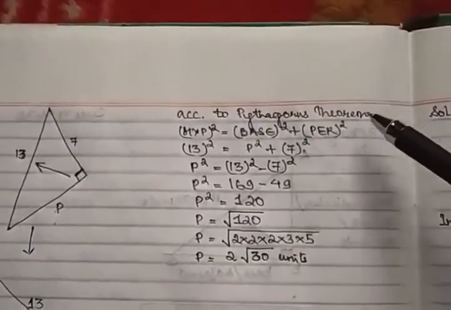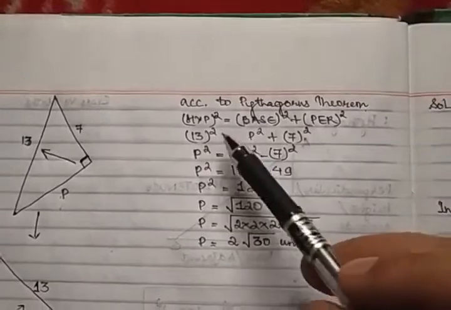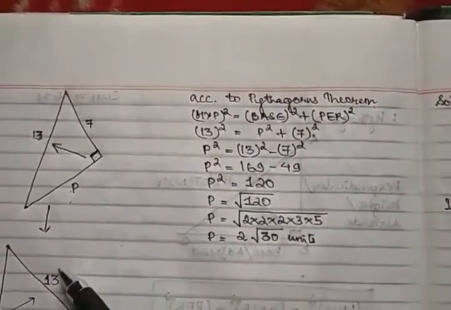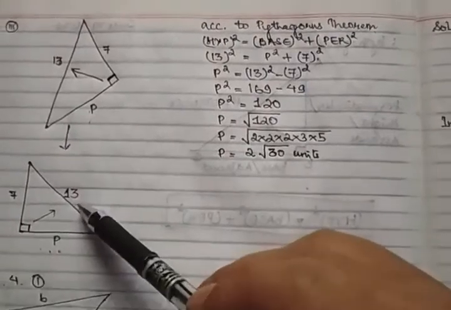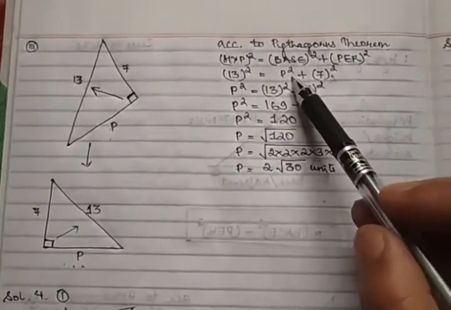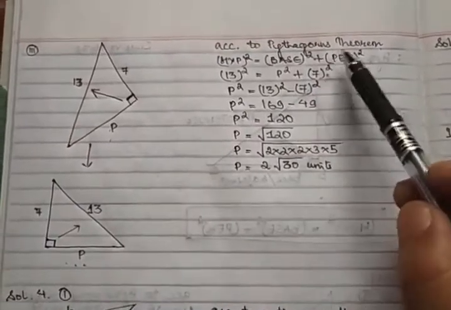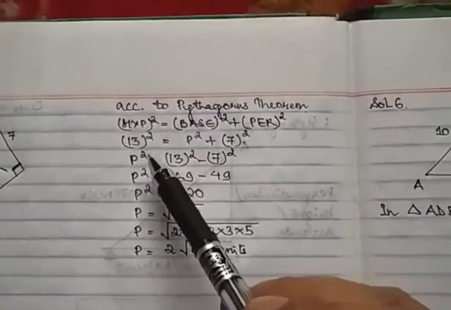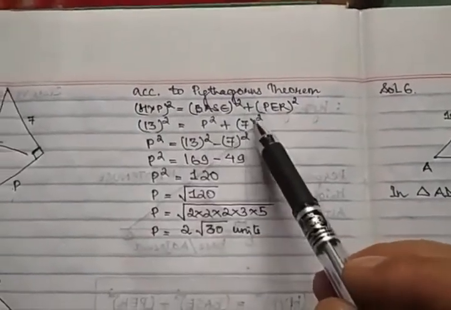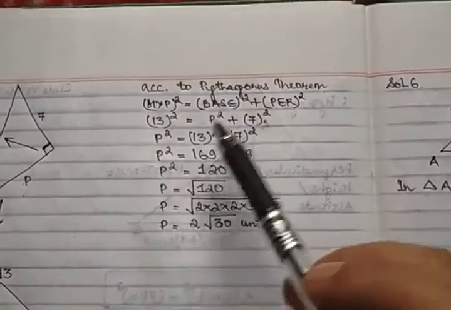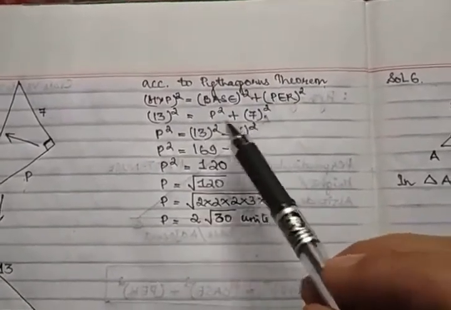So again, according to Pythagoras theorem, hypotenuse square equals base square plus perpendicular square. Hypotenuse was given as 13, so 13 square equals base P, so P square, plus perpendicular 7, so 7 square. So 13 square, P square. Now 7 square goes to the other side. I'm taking the constant to one of the sides, isn't it? 7 square goes to the other side, becomes minus.